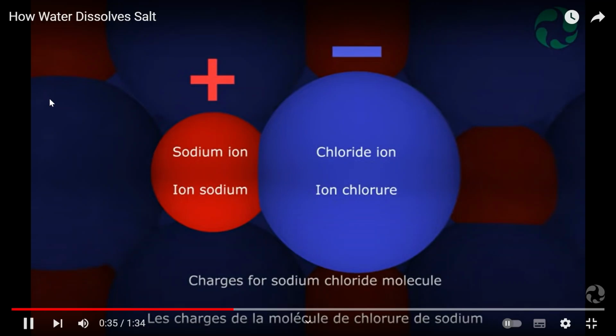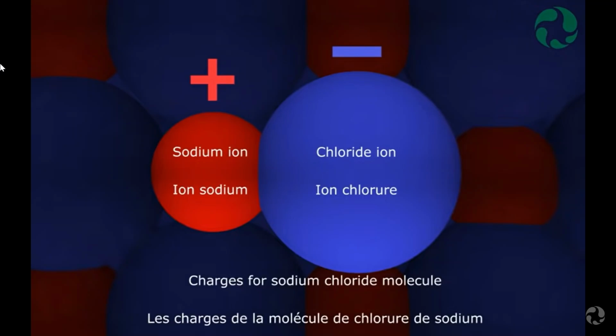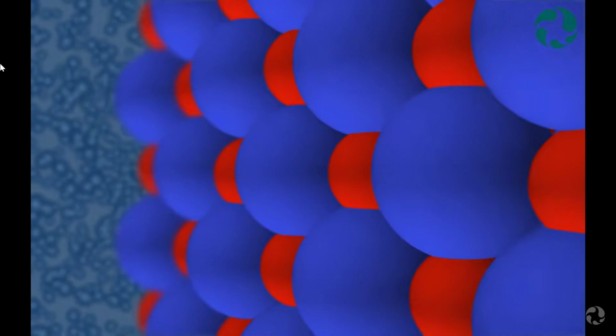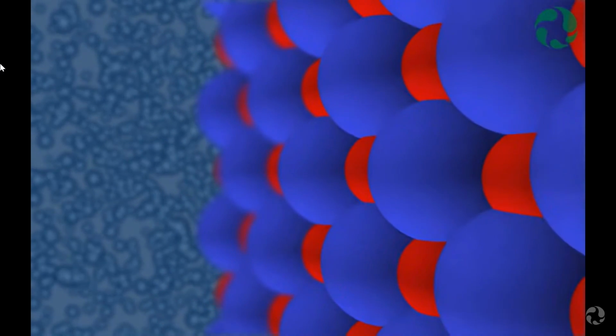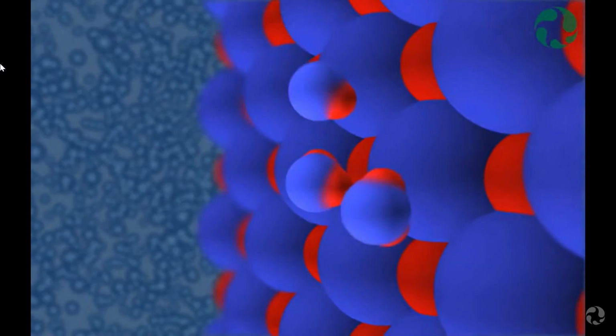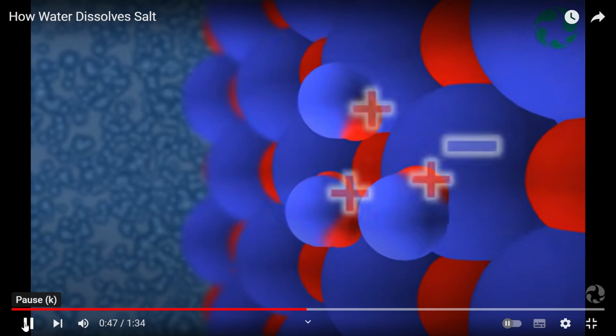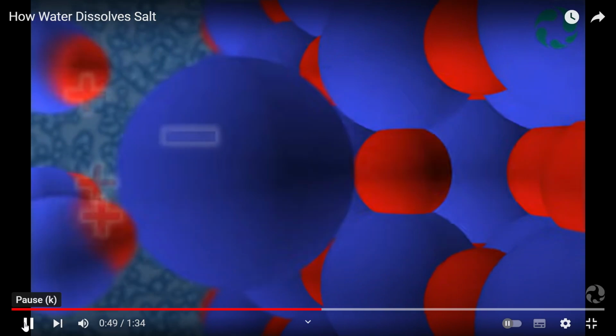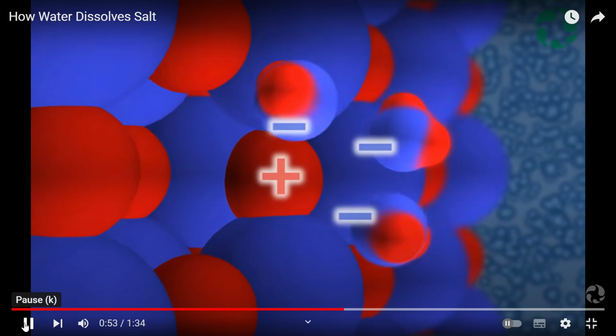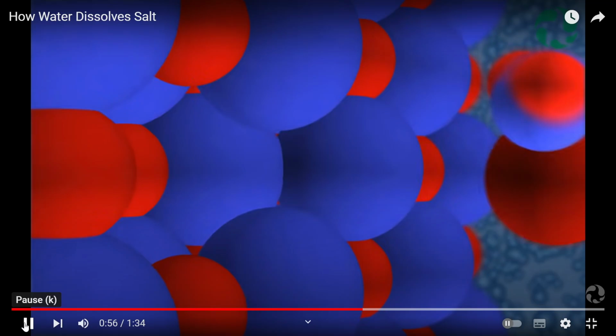There's our sodium ion, which is positive, and our chloride ion, which is negative. Here come the little, do you see how the little positive ends of the water molecules are kind of attaching to that negative chloride? Positive and negative attract, so those positive ends pull the negative one away. And then the negative ends of the water come in and grab the positive ion and they pull it away.